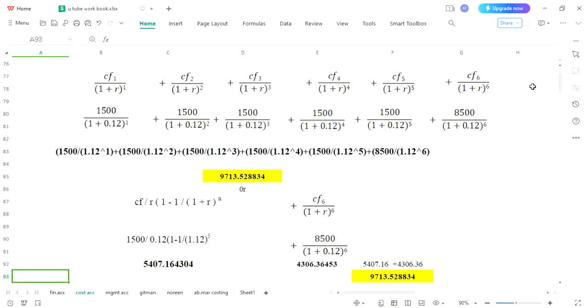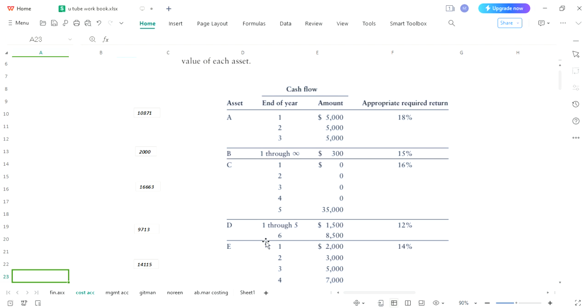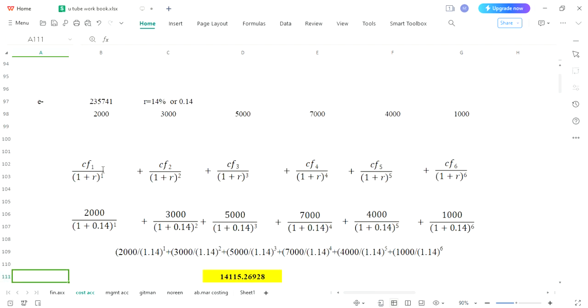Individual formulas were used and hybrid formula was also used. Collective formula used for the cash flows when they were similar, and one individual formula was used when the amount of cash flow was different. In this way, the hybrid formula was used to calculate the amount, and in both ways you will get the same answer, 9,713. Finally, we were at E part, 14,115. This is your E part, 14,115 was sorted out.